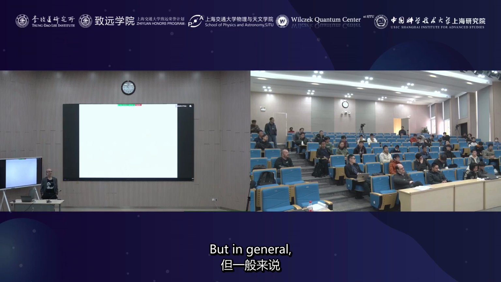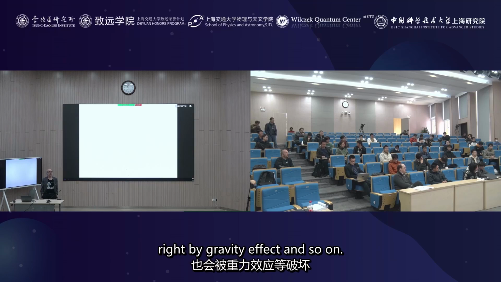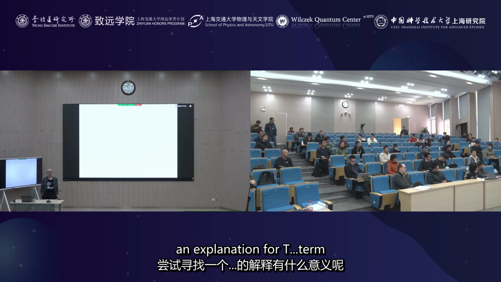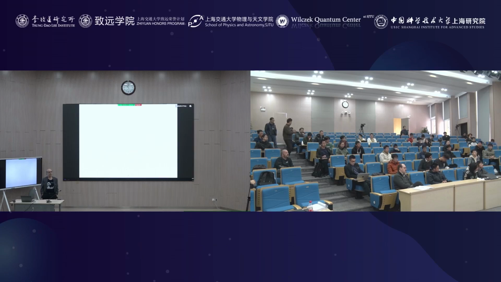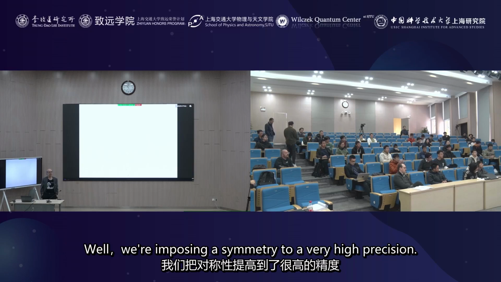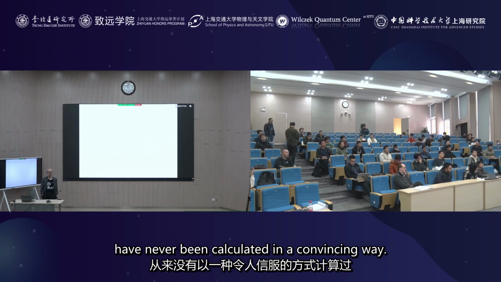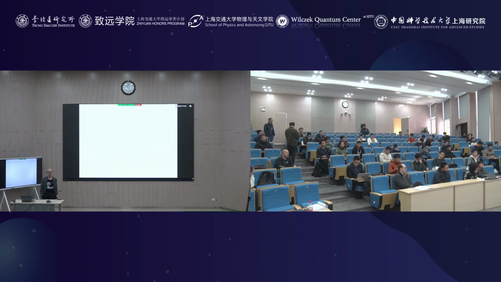Right, but in general, the axion has a shift symmetry that is expected to be broken by gravity effects and so on. So what is the meaning of explaining a very small number, like trying to find an explanation for the theta term, by imposing a shift symmetry to a very high precision? Well, we're imposing a symmetry to a very high precision, right? The gravitational corrections to this symmetry have never been calculated in a convincing way, and nature seems to be telling us that they're very small.